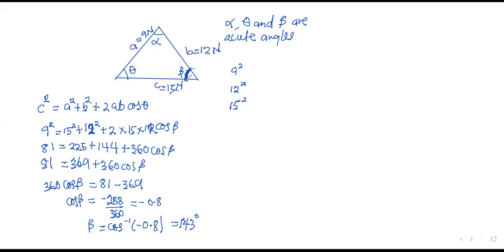Once beta, alpha, and theta are acute, and your beta is 143, then its corresponding acute angle is found by subtracting from 180. So 180 minus 143 must give us 37 degrees.